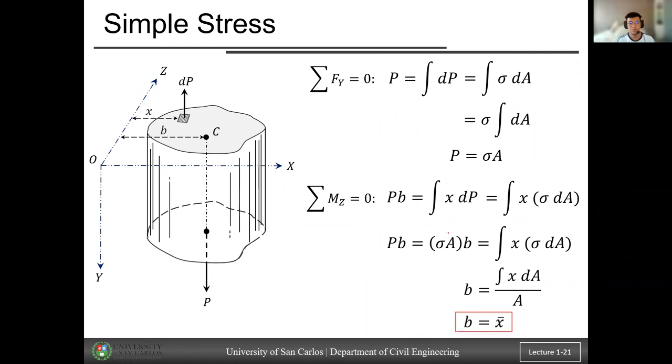So usually what you need to know about this is the centroid of the stress. But it's not important yet because we won't be dealing with this particular aspect yet. We will get to it in the moment of inertia, the second moment of inertia, where your centroids will be used. So we skip this for now.